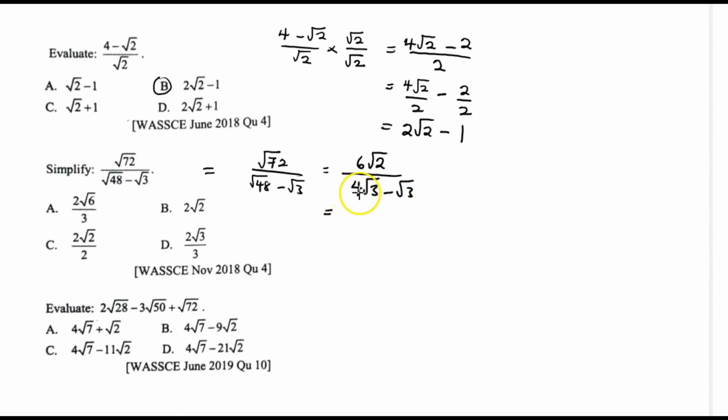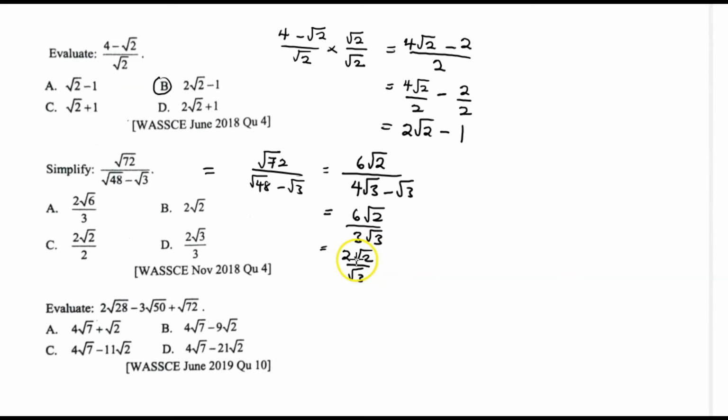When we go further, you realize that the denominator has 2 like surds. Therefore, like surds can be simplified. So we are having 6 root of 2. Now 4 root 3 minus 1 root 3 will give us 3 root 3. Now we can reduce the coefficients of the two surds. The coefficient of 3 can go into the coefficient of root 2, and that will give us 2 root 2 all on root 3.